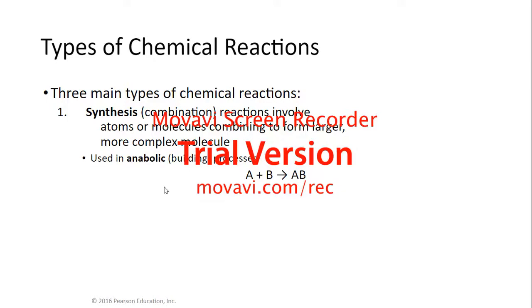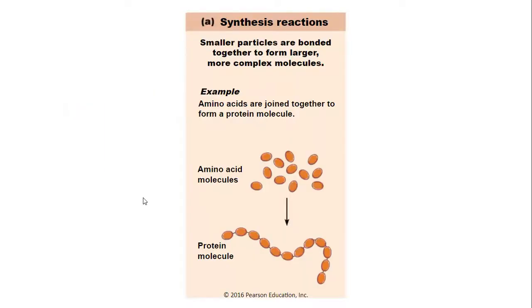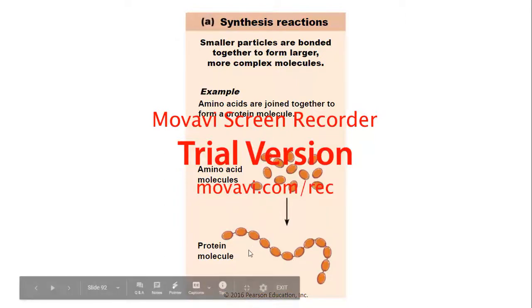You're combining atoms and molecules to form a larger, more complex molecule, okay? And again, this is during the anabolic process. You're gonna do synthesis reactions. All right, so this is showing you have individual amino acids, and then you are going to bind the individual amino acids together to form a protein, okay? That's a synthesis reaction.